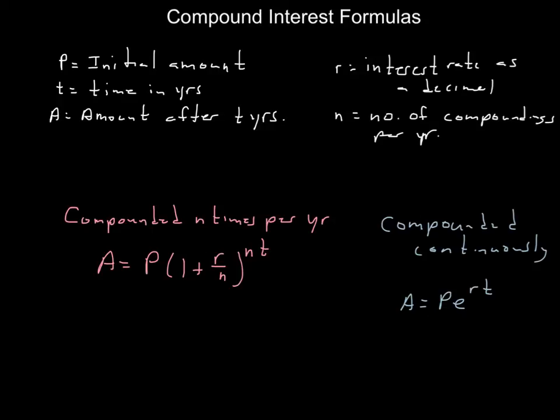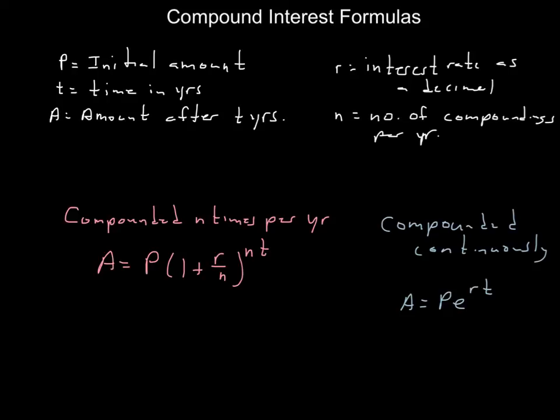When you're dealing with compound interest, t is time in years, but in other situations, t can be in seconds or minutes or hours or whatever it happens to be. A is the amount that you end up with after t years in compound interest, or whatever is after a particular time period. R is your interest rate, or your growth or decay rate. And n is the number of compoundings per year.